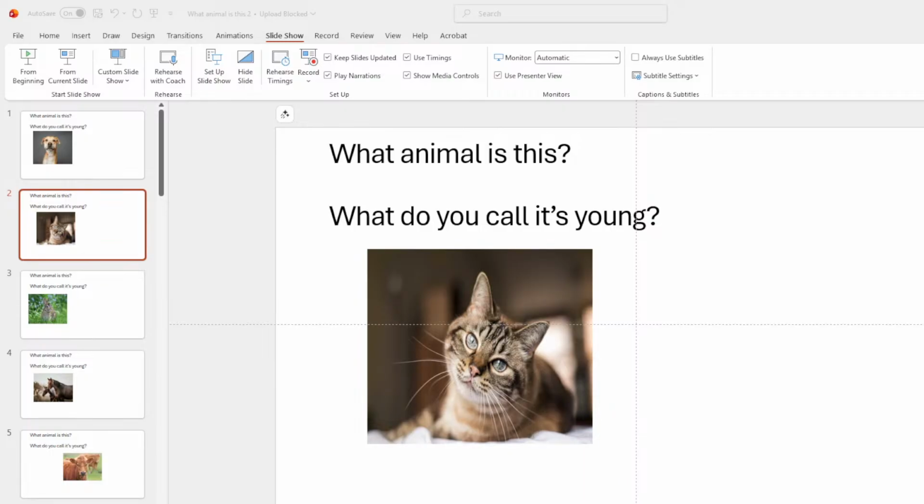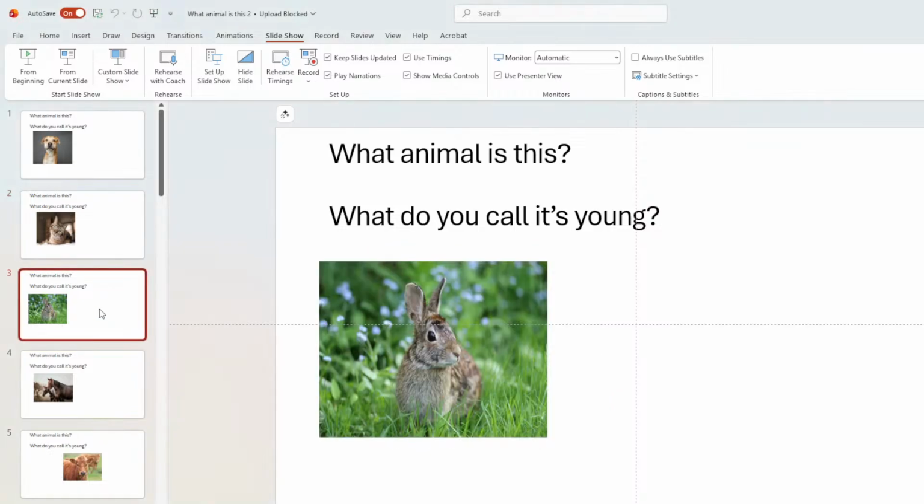Okay. So our next animal is this one. What do we call that animal? What do we call the animal on the screen?